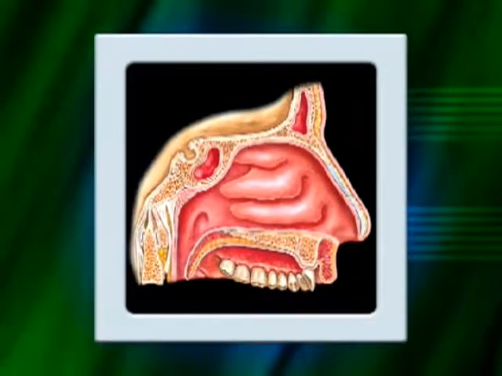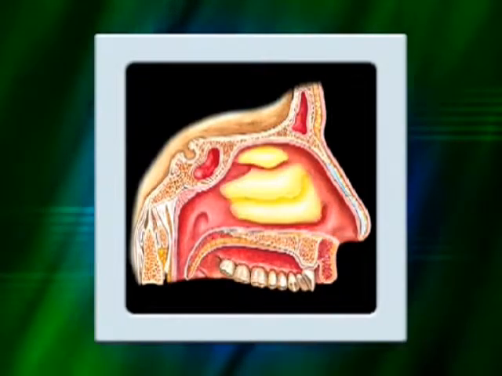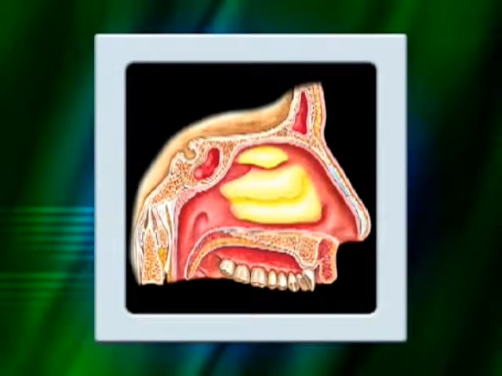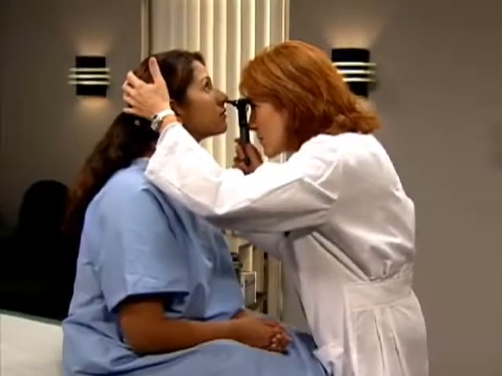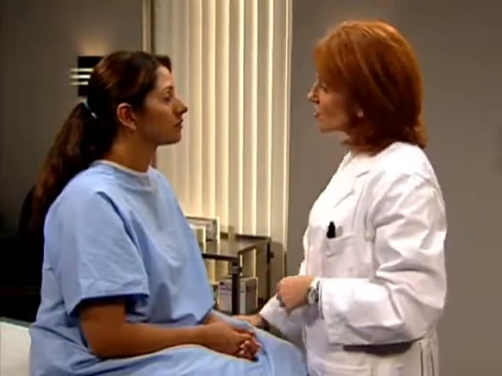The nasal mucosa should be deep pink and glistening with no discharge, masses, or lesions. The turbinates should be the same color, firm, and unswollen. The septum should be midline and straight, with no perforations, bleeding, or crusting. Now I'm going to check your sinuses.